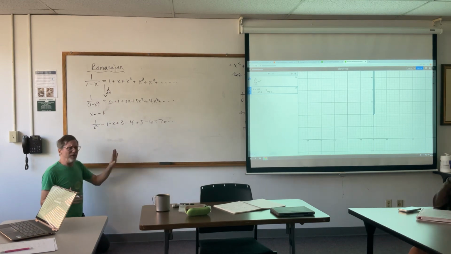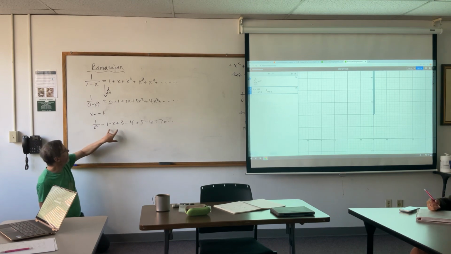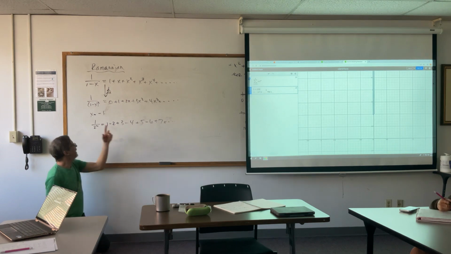So he showed, in a way that people considered incorrect, that 1 minus 2 plus 3 minus 4 plus 5 minus 6 was a quarter.